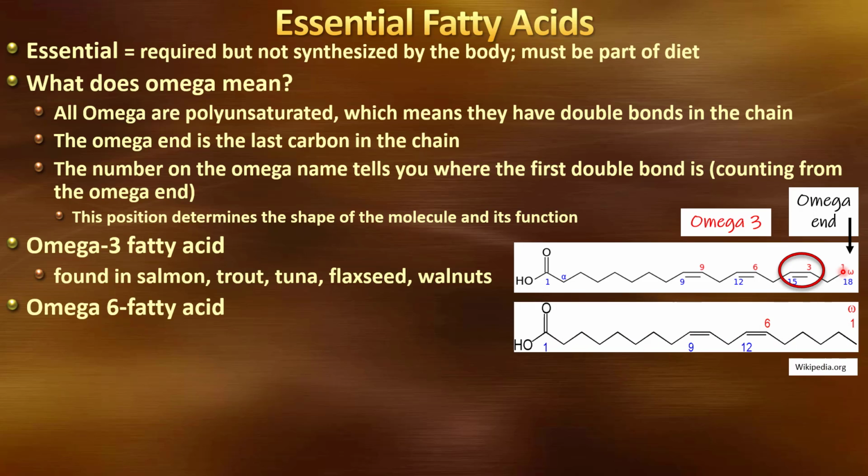This is an omega-6 fatty acid. It will have its first double bond between carbons on the sixth carbon from the omega end. So this is our first carbon: 1, 2, 3, 4, 5, 6. This is our sixth position of carbon from the omega end, so this is an omega-6. If we didn't have this double bond here, and this was our first double bond, then we would have an omega-9.